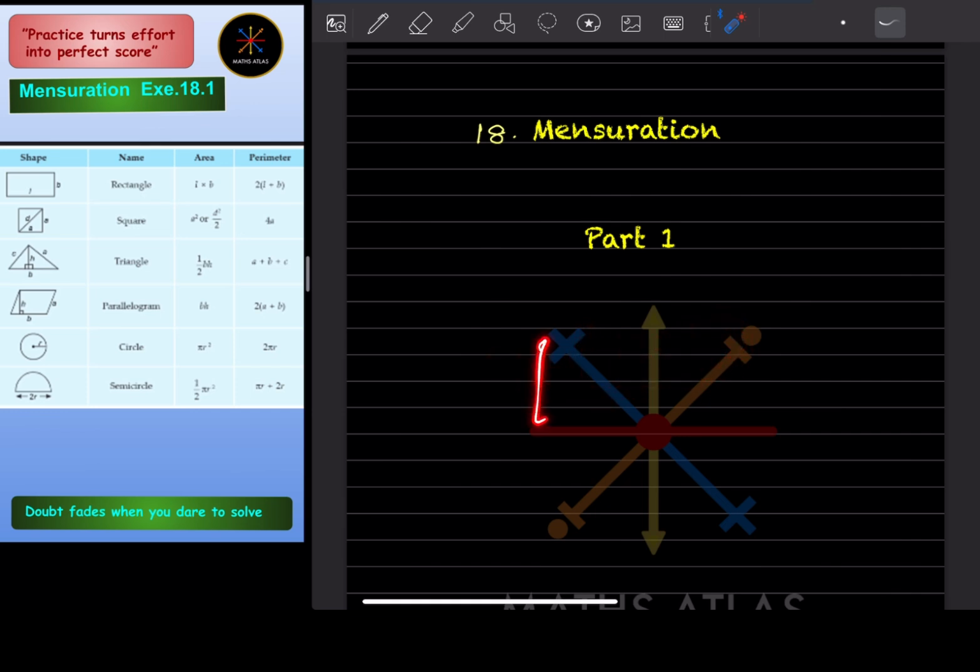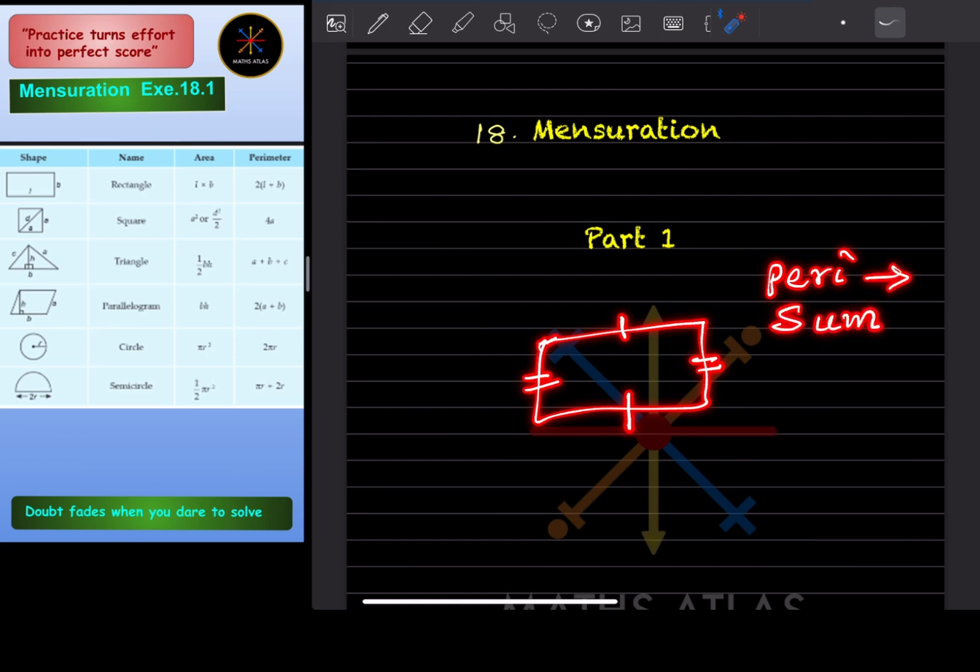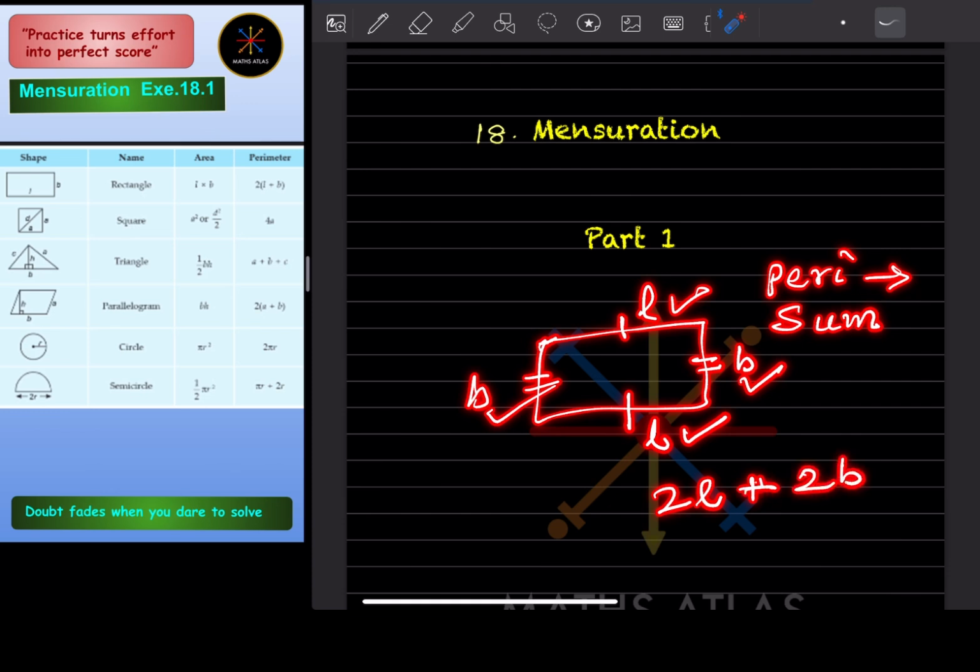Now see here, this is a rectangle. So these both sides are equal and these both sides are equal. And you know the perimeter means the sum of all sides, so you have to add all the sides. This is the length, this is the length, this is the breadth and this is the breadth. So this is twice length plus twice breadth. So you can see a plus sign in between.